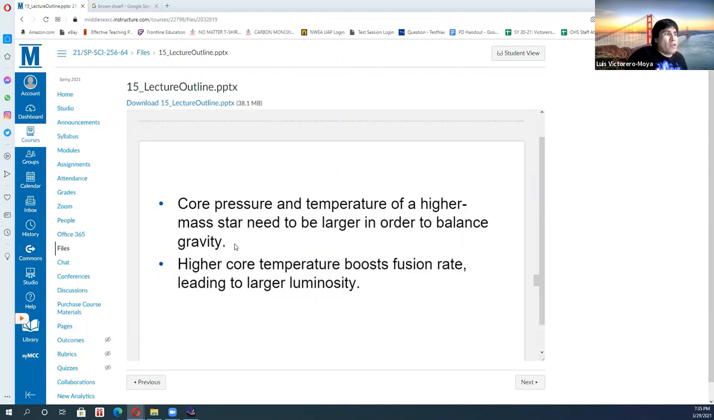We know this from the previous chapter. We need to have enough core pressure given by nuclear reactions to balance the enormous amount of gravity. So let me ask you a question. If you have a mass which is 60 times the mass of the sun, it makes sense that you need more pressure. Therefore, you need a higher rate of nuclear fusion happening in the core of giants to balance gravity, right?